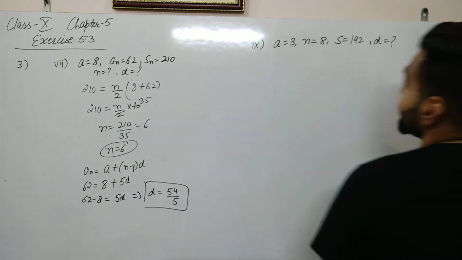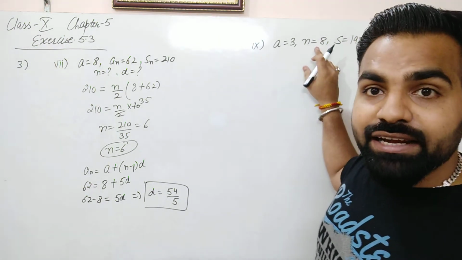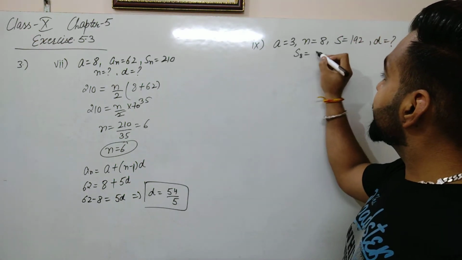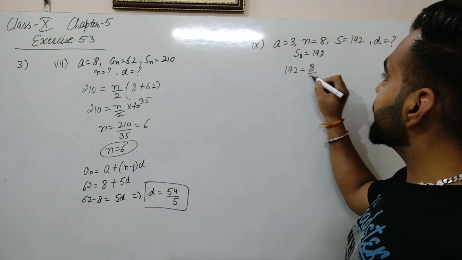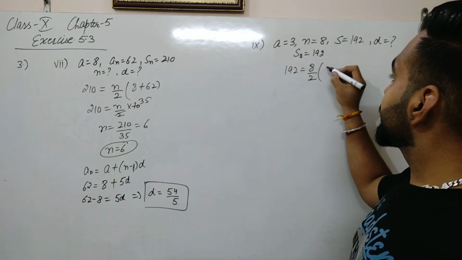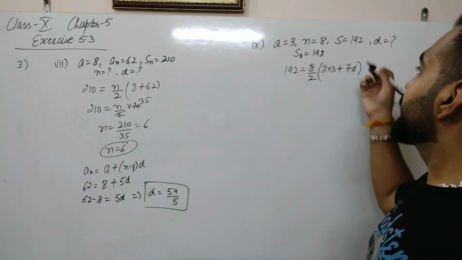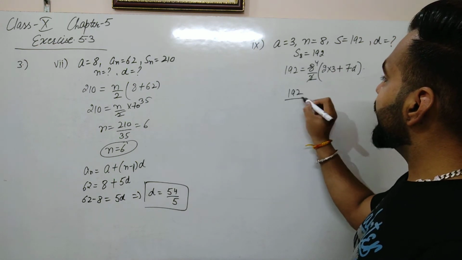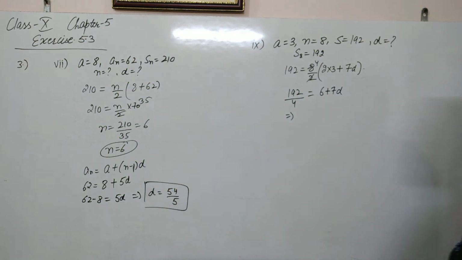Now let us see the ninth part. a is known, n is known, S is 192. So the number of terms is 8 and the sum is given. So it is obvious that this is S8. So S8 is 192. Using this formula, 192 is equal to 8 by 2 into (2 into 3 plus (n minus 1), that is 7, into d). We have to calculate the value of d. So this will be 4. So 192 by 4 is equal to 6 plus 7d. This will be equal to 48.